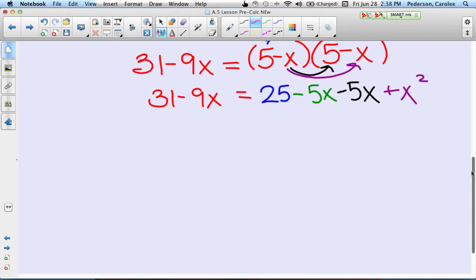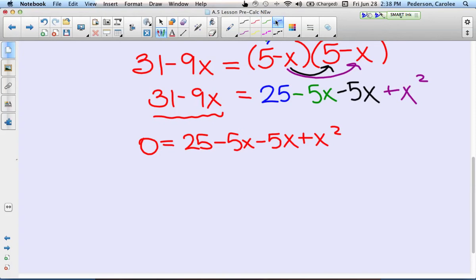So I'm going to bring these two terms over to the right. So I have 0 equals 25 minus 5x plus x squared. I'm just going to change colors here. I'm going to subtract 31 and add 9x. Now everything's over on the right, so we can start combining like terms and put it in standard form.